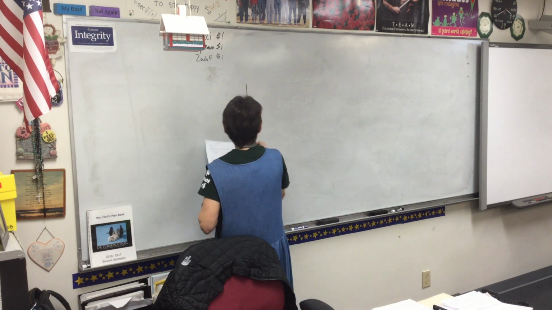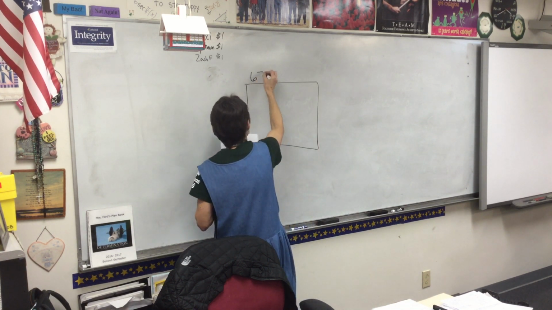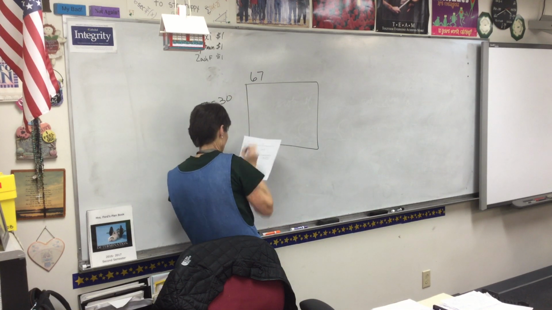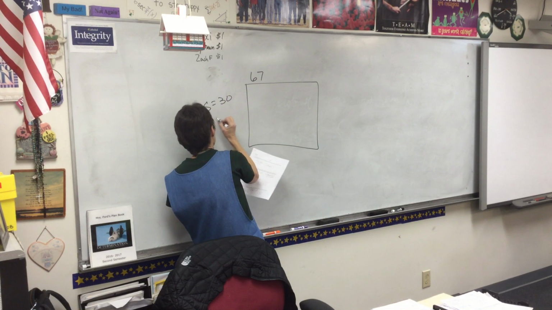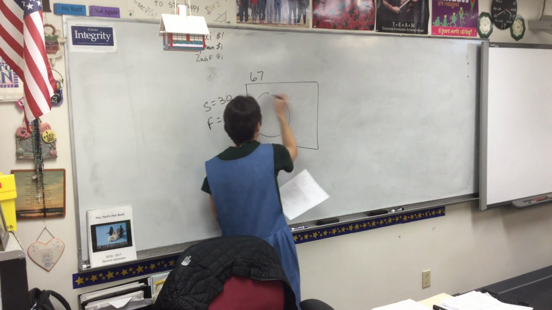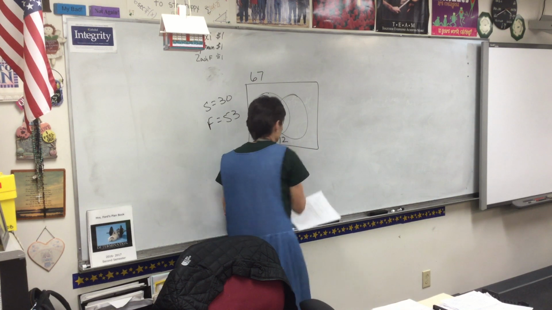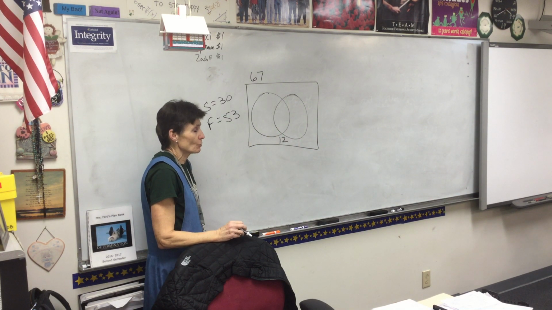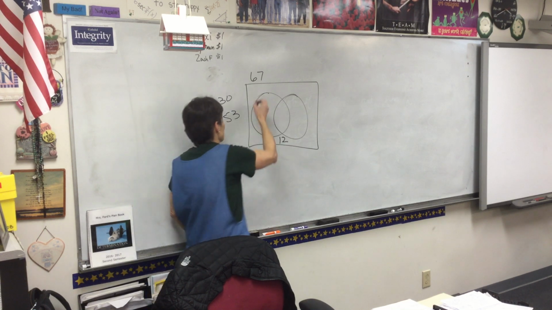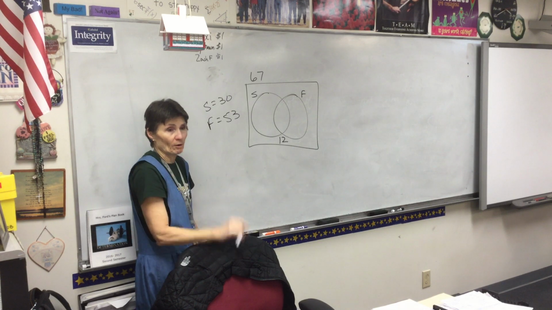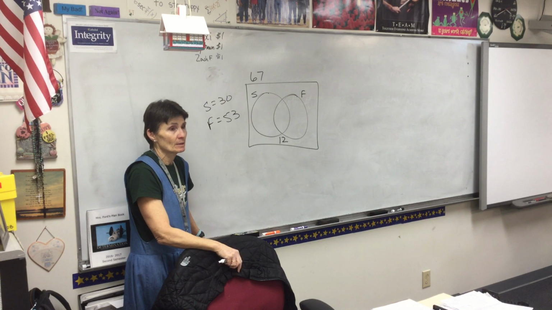There are 67 students in the cafeteria. 30 of them like soup. 53 like fries. 12 don't like either. So in terms of the circles, 12 are outside of them. I have a soup circle and a French fry circle, and 12 people are outside the circles, right?